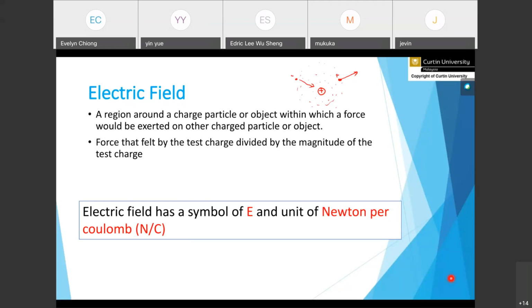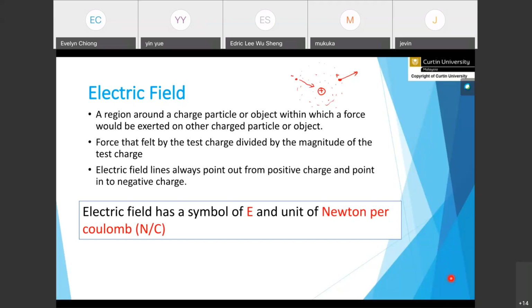This one then, electric field, what is the symbol that we use? It is E. Now this one, don't confuse it with energy. Energy, we also generally use E, isn't it? But here, we want to use E to represent electric field. So electric field has a symbol of E, and the unit is Newton per Coulomb. So electric field lines always point out from a positive charge, but point in to a negative charge.